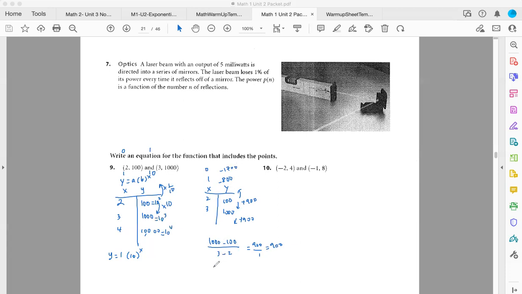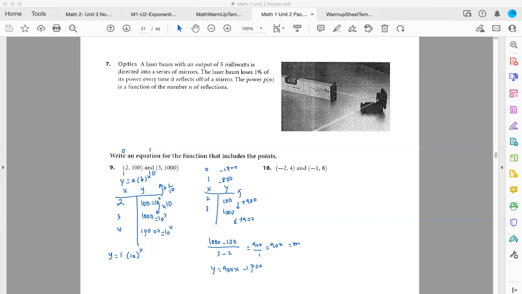So now you can do mx plus b, y equals 900x. This is m. And then plus b, which is minus 1,700. So again, because they said write an equation, they did not specify, is it linear, is it exponential? It could be either one, right? So hopefully you can pause here and kind of revisit this concept.